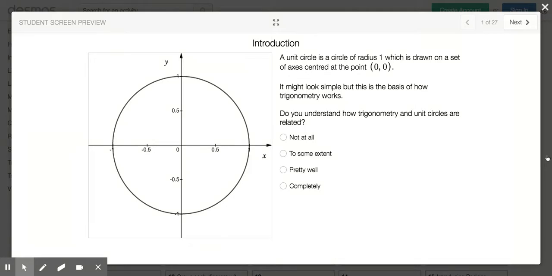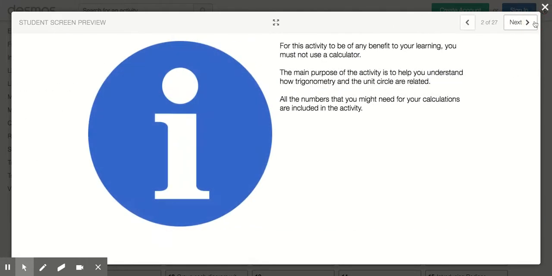So for the introduction here, they give you a unit circle and they tell you that it has a radius of 1, which is drawn on a set of axes centered at the point (0, 0). Do you understand how trig and unit circles are related? This one is just a general question so that I can see how much you know. If you don't know anything at all, that's fine, because this is going to go over everything.